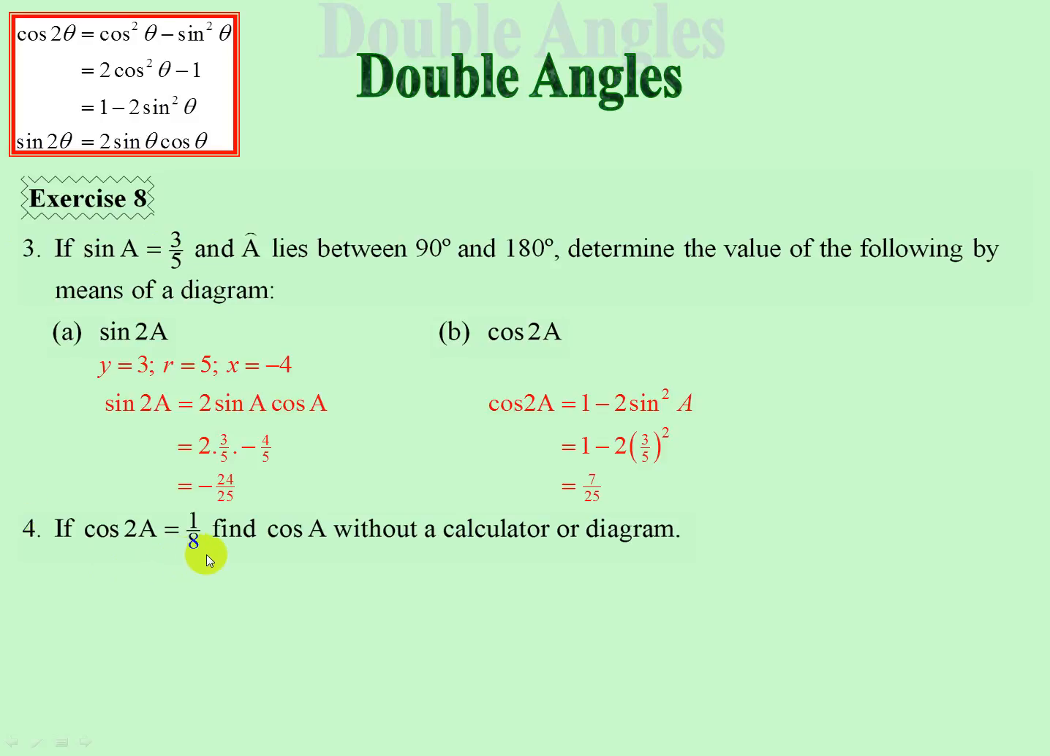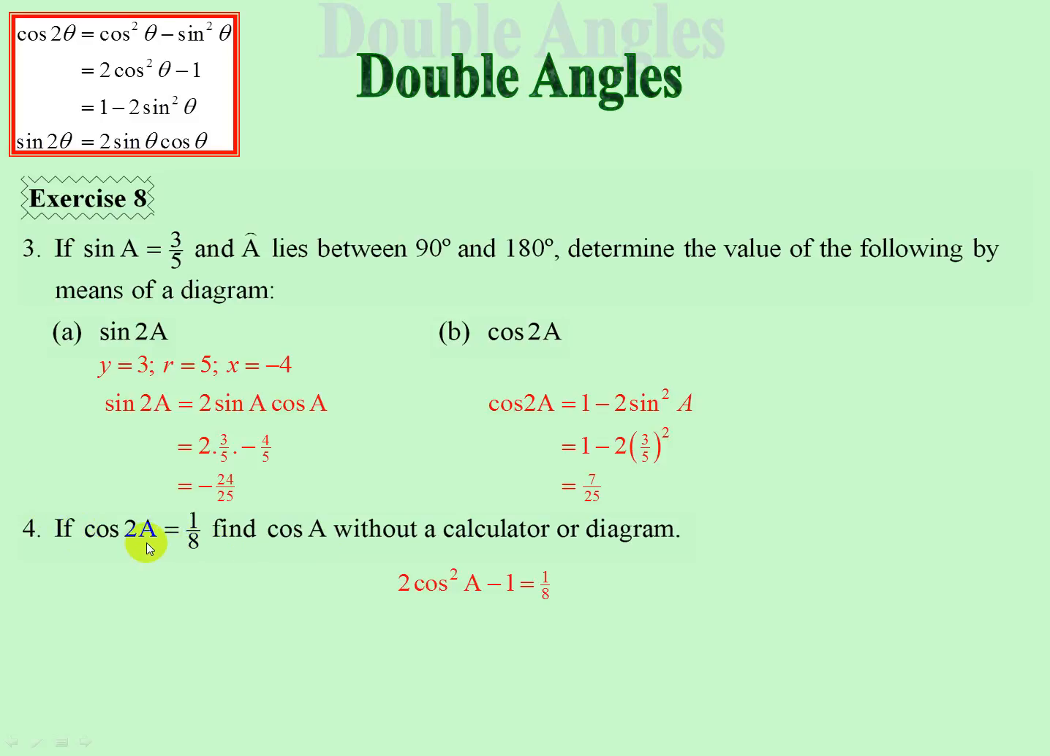Cos 2A equals 1/8, find cos A. What I'm going to do with this one is write the formula there and solve it for cos. Don't have to go x, y, r. The x, y, r of 2A are not related to the x, y, r of A, so don't even think about going that way. They are not related. They're totally different.